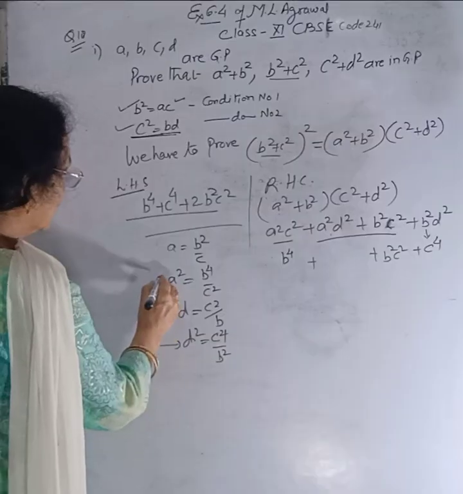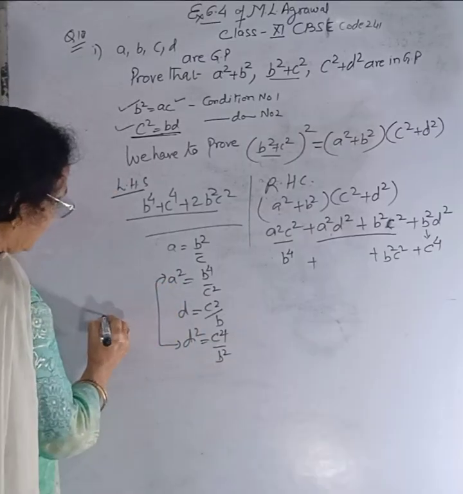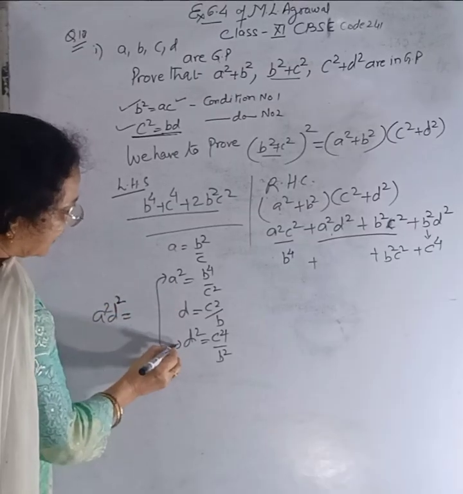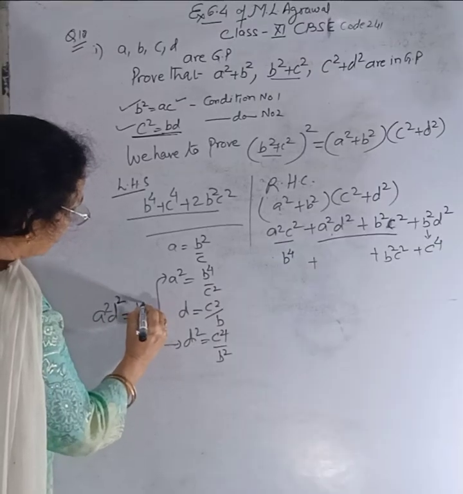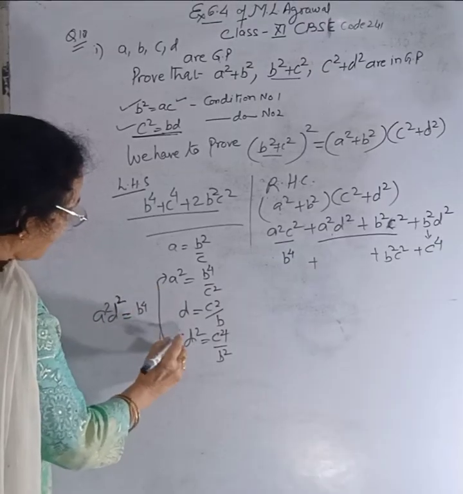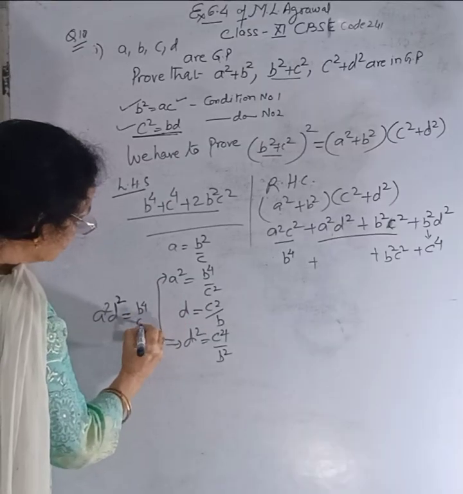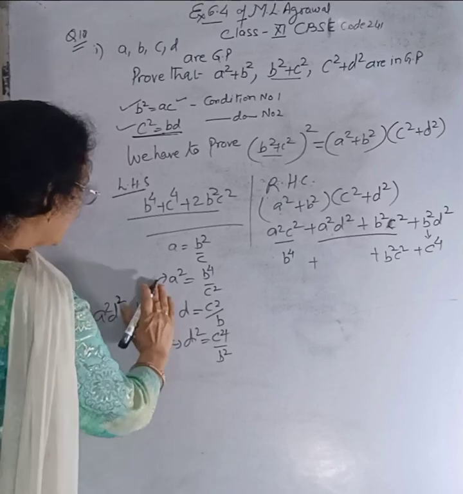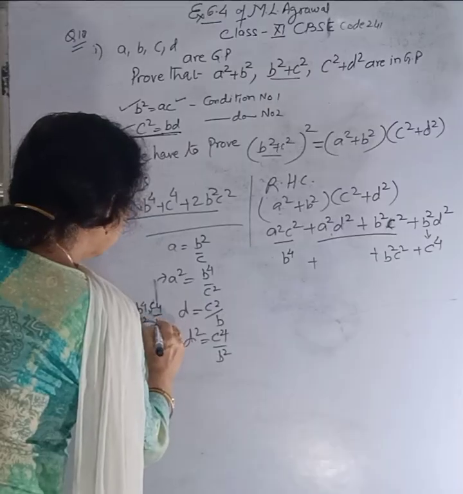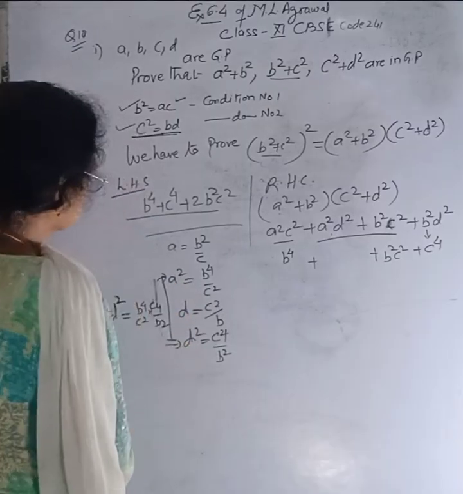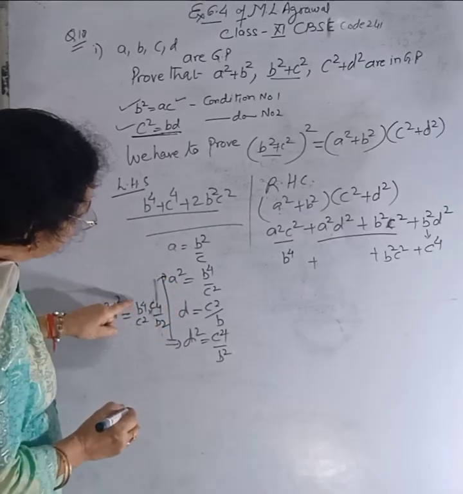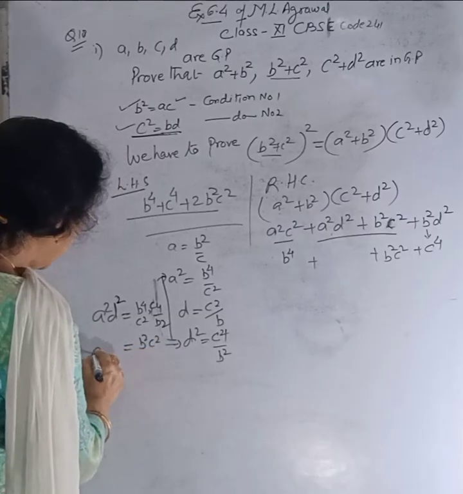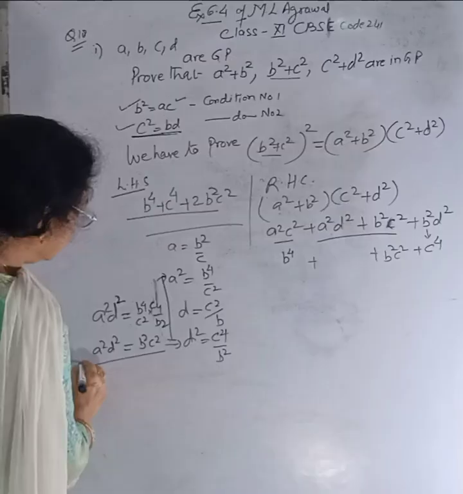Now, the product of these two: A square D square will be equal to B to the power 4 upon C square into C to the power 4 upon B square. Isn't this so? It means we'll get B square and C square. A square D square simply can be written as B square C square.